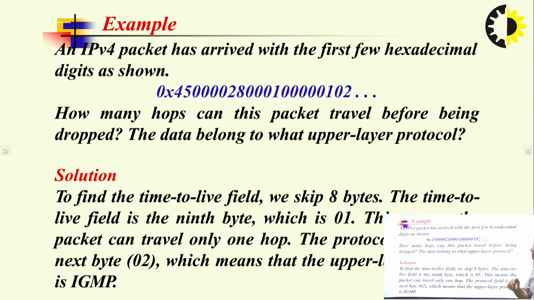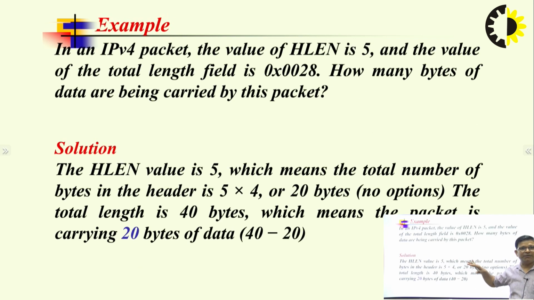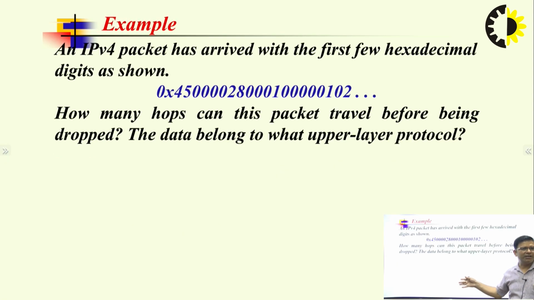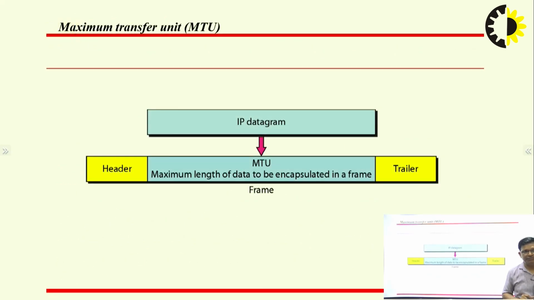The protocol field is next, which is 02. This is the protocol field, so the protocol is IGMP. We have already discussed previously what 1, 2, 6, 17 and 89 stand for. You all have to remember this.